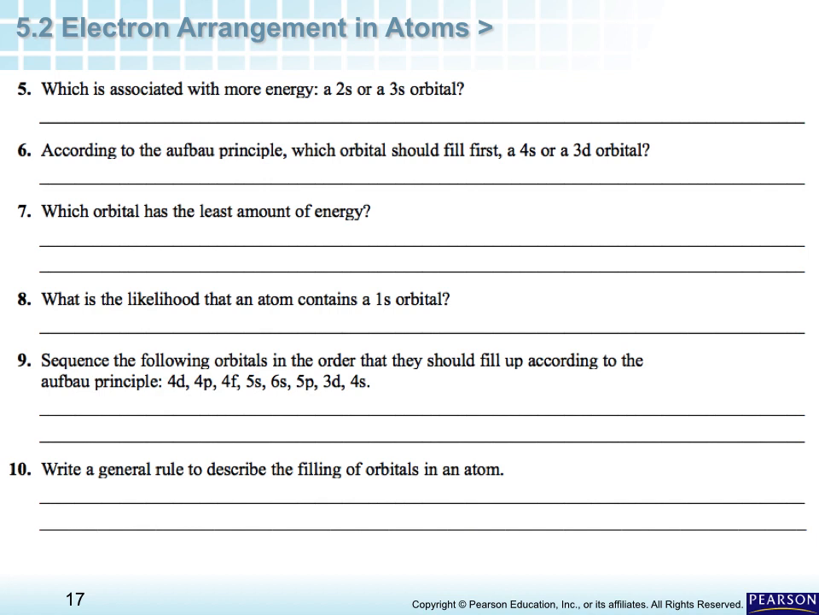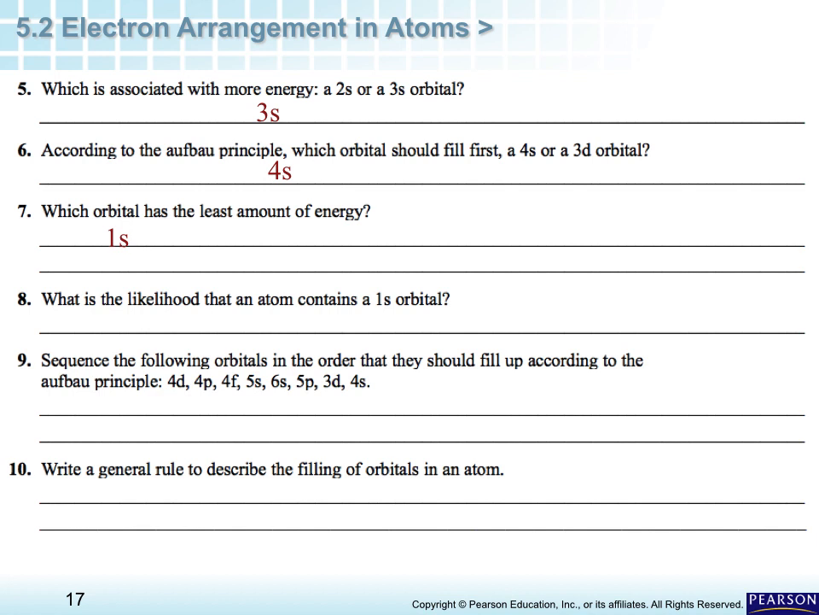Now, which is more energy, 2s or 3s? So then I look at the diagram on the left, the 3s is above it, so the 3s has higher energy. According to the principle, which is filled first? Well, it goes 1s, 2s, 2p, 3s, 3p, 4s, 3d. So the one that would fit first is the 4s. Which has the least amount of energy? That would be the one at the bottom, which is the 1s.